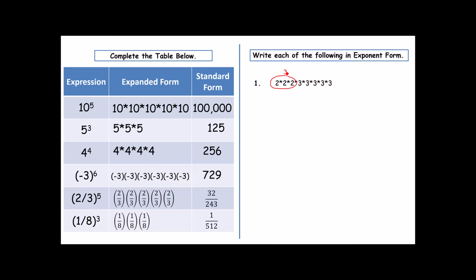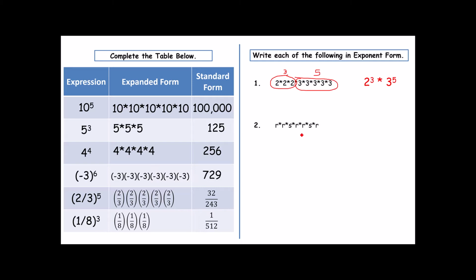How many 3's are multiplied together? Well, there are 5 of them. This is 2 to the 3rd times 3 to the 5th. I'm taking 3 2's times 5 3's. Not bad, right? You want to try that one on your own?